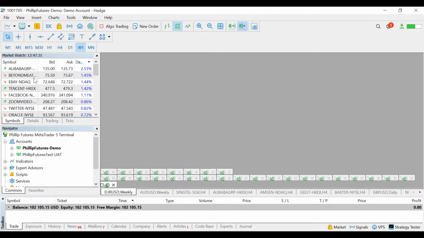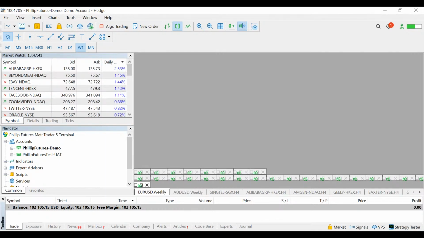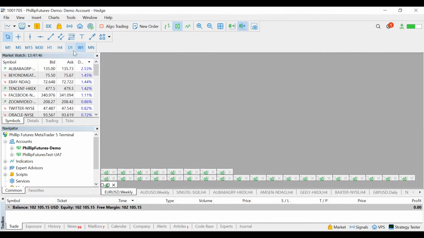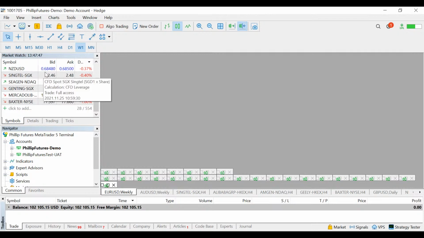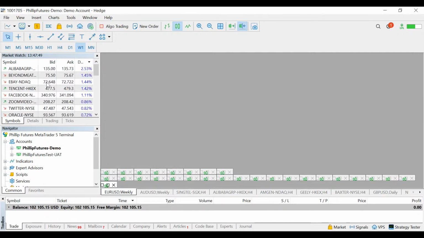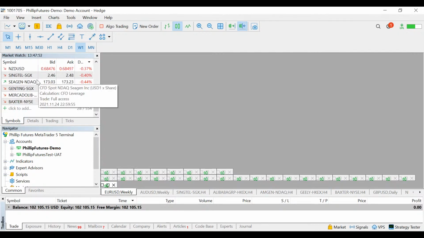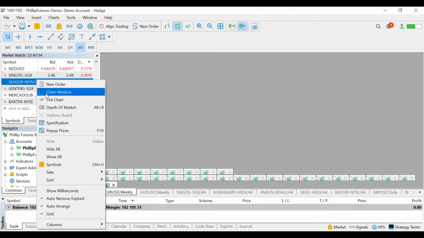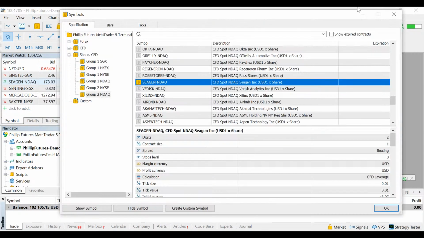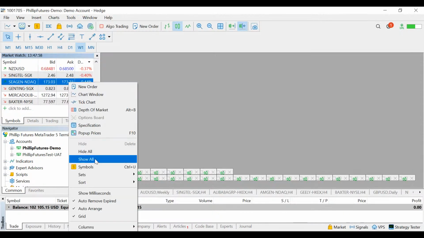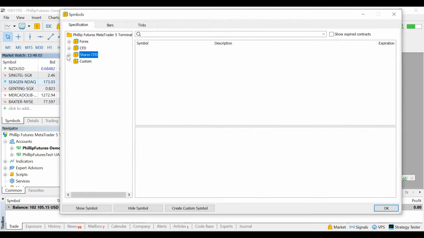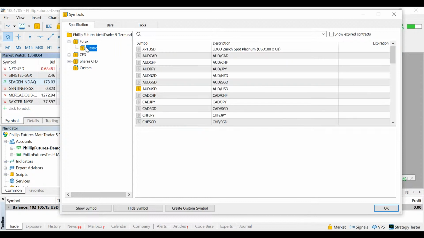So essentially, this is the market watch panel. It will tell you what contracts you have and the bid and ask price. You can also configure it to view different data, like here I've enabled the daily change percentage. These are the contracts I have on my watch list. If you want to view what other contracts are available, you can right click and show all, and also you can go to symbols. Here you can see the full list of contracts that we have.